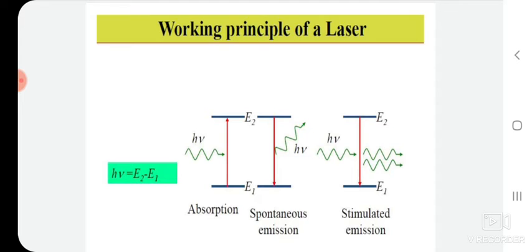How does a laser work? That we have to understand. As we know, the output of a laser is a coherent electromagnetic field. In a coherent beam of electromagnetic energy, all the waves have the same frequency and same phase.